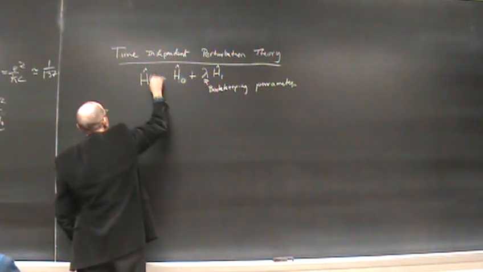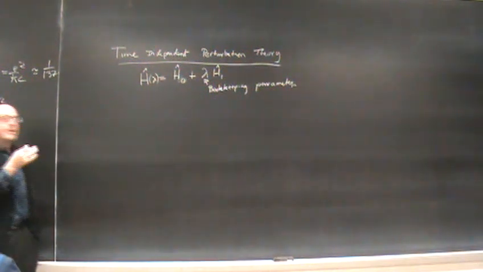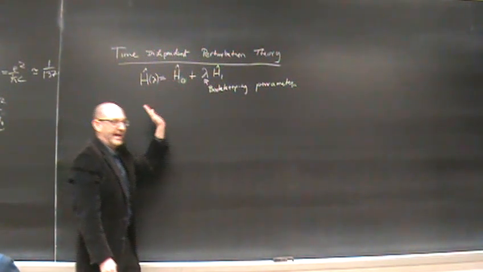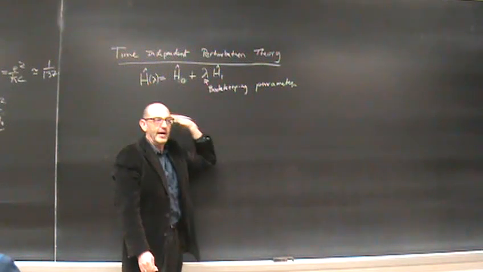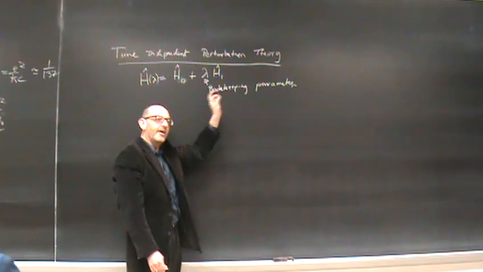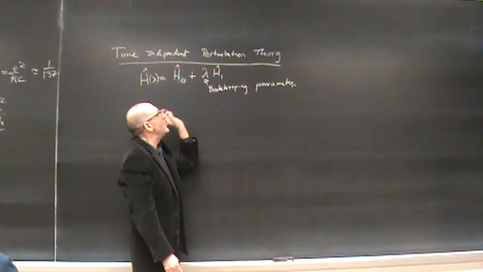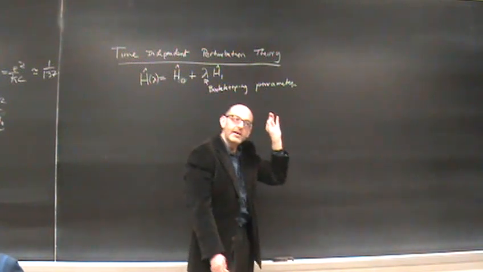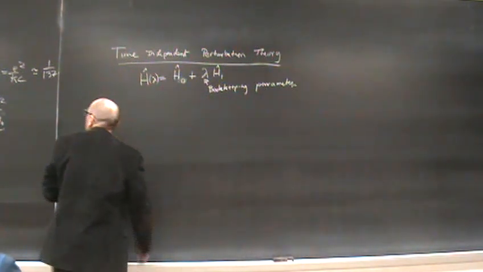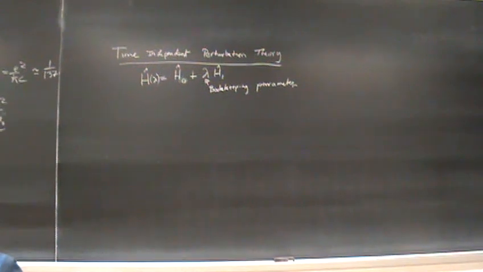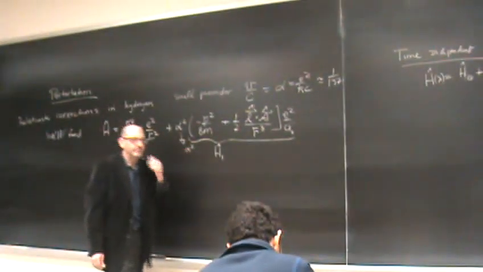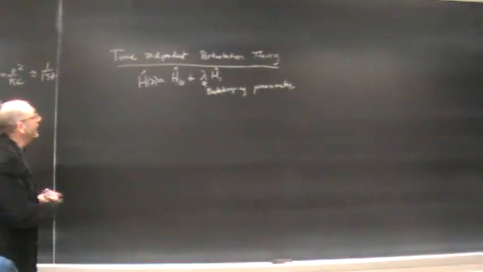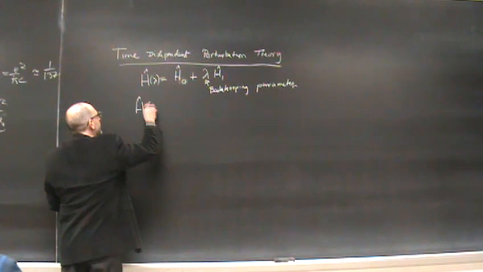So I think of h as a function of this parameter. When lambda is 0, it's h0. And then lambda is some continuous parameter that is just there in order to let us do a power series expansion in a convergent way. All right? So in this case, lambda is alpha squared, for example. All right, so this is our Hamiltonian, and we're looking for stationary states.